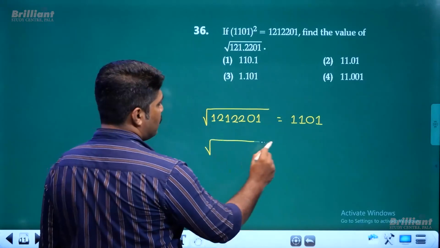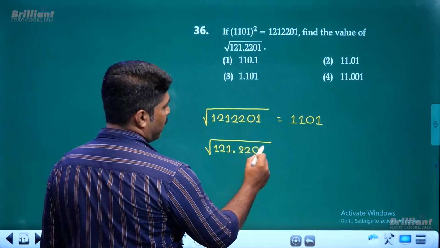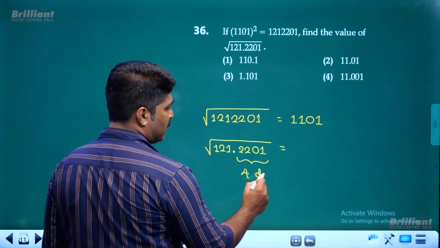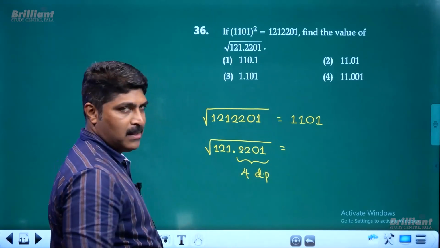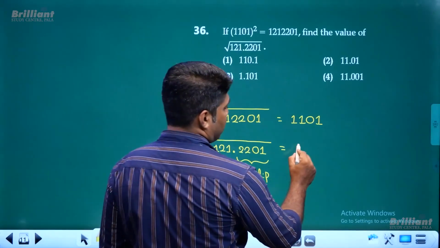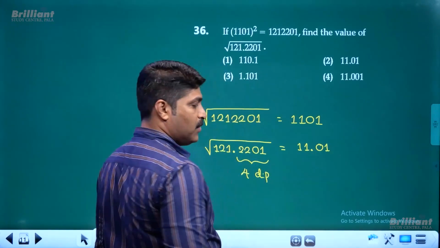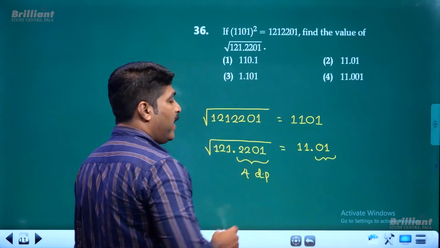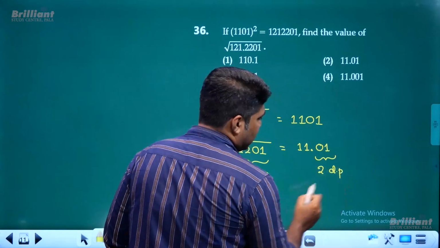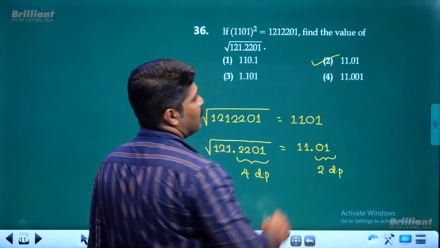And with this root, if you consider the point, this is 121.2201. Now, how many decimal places are here? 4 decimal places. Then its root contains only 2 decimal places. Therefore, we can express it as 11.01. So if this under-root value contains 4 decimal places, its root contains 2 decimal places, exactly half of this value. Got it? So here the answer is 11.01. Simple.